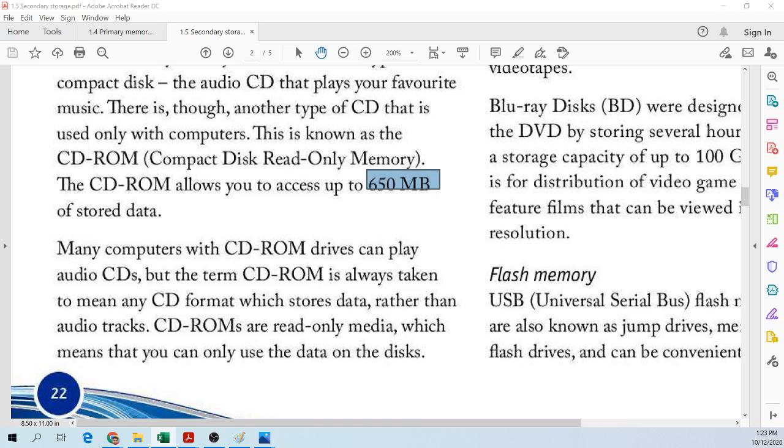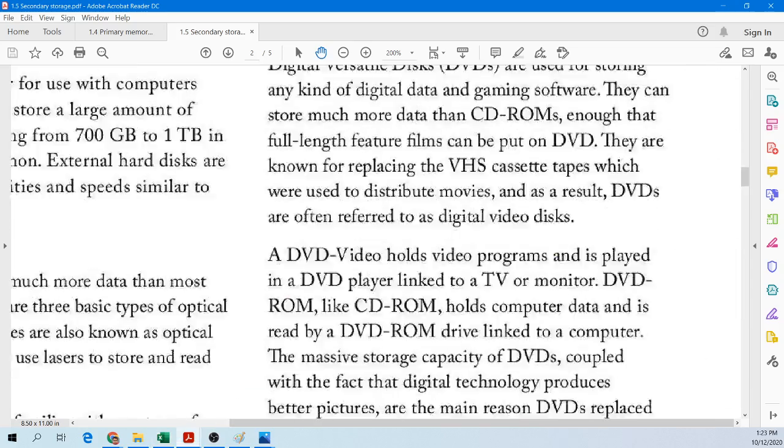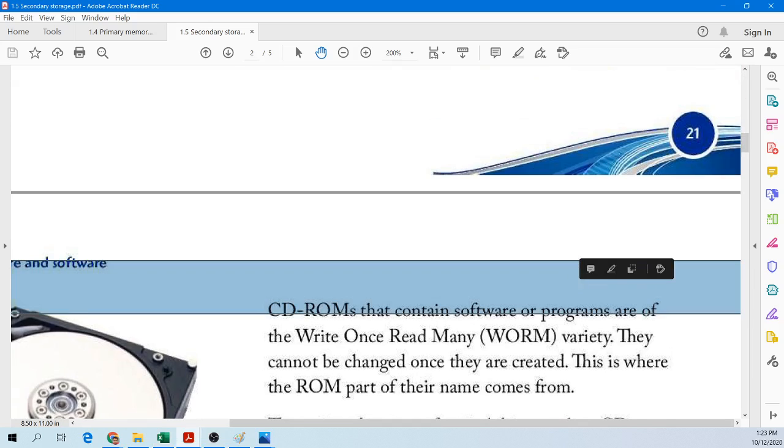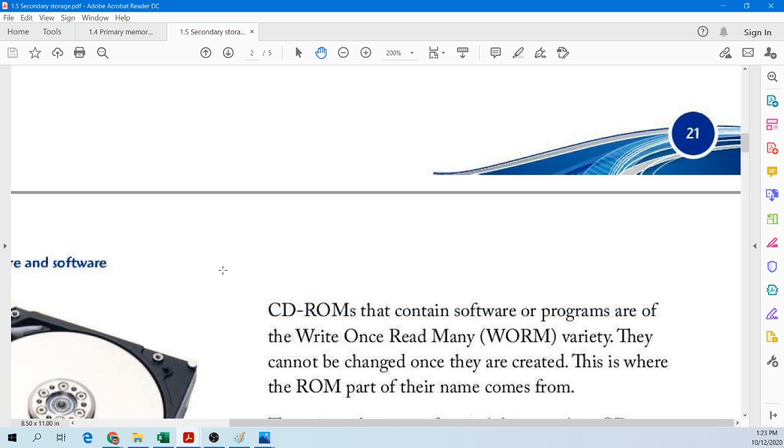Many computers with CD-ROM drives can play audio CDs, but the term CD-ROM is always taken to mean any CD format which stores data rather than audio tracks. CD-ROMs are read-only media, which means that you can only use the data on the disk. CD-ROMs that contain software or programs are of the write once, read many variety. They cannot be changed once they are created. This is where the ROM part of their name comes from.